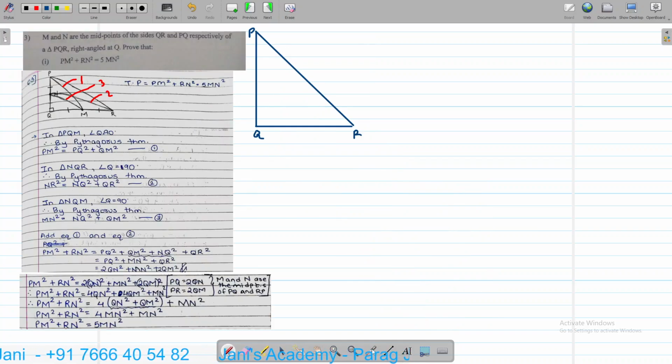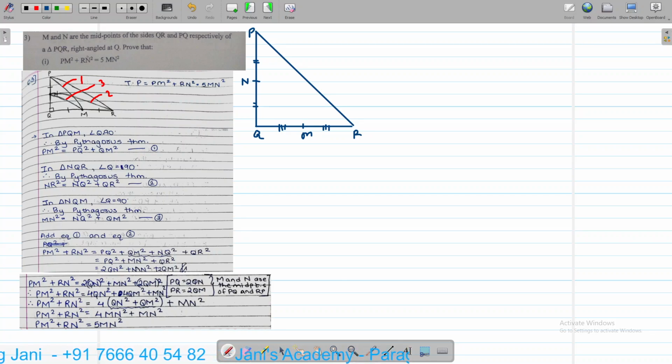Now here you need to do a construction. They said M and N are the midpoints of the sides QR and PQ. So PQ and QR are there, with midpoints M and N on the two sides. On QR it will be the midpoint M, and here N is the midpoint. This is the midpoint, which means these are equal sides. You have to just mark it.